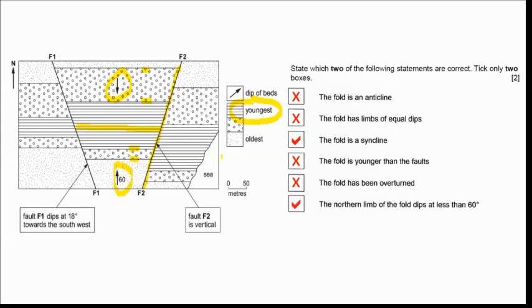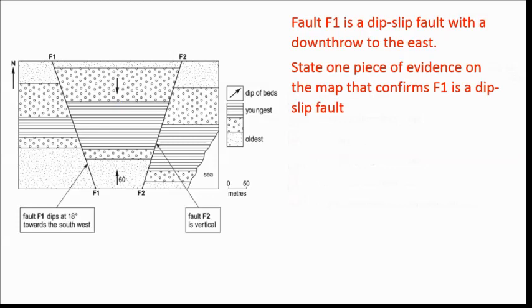The northern limb of the fold dips at less than 60 degrees. Well, we know that's going to be less than 60 degrees because this part here is 60 degrees and it's a narrower outcrop. This is a much wider outcrop, indicating it's more gentle than 60 degrees.